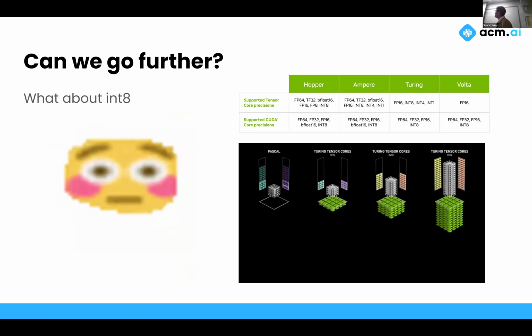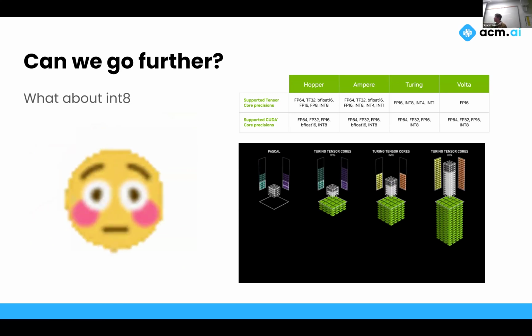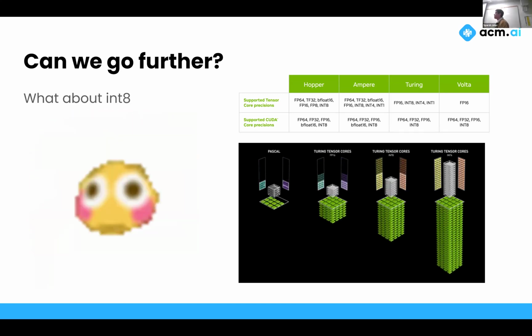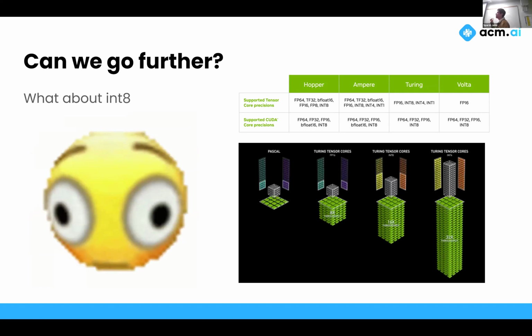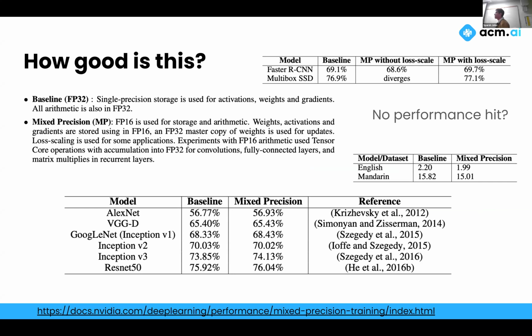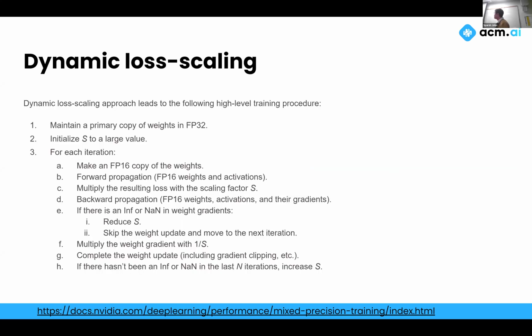But can we go further? Half the size, yeah. Float 32 to float 16. So it's 32 bits to 16 bits, exactly half the size.